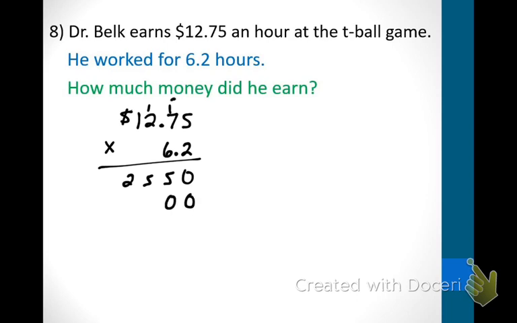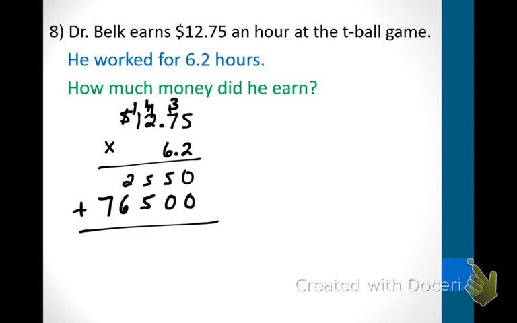0 on bottom. Your 3 goes up on top. 7 times 6? 42. Plus 3. 45. 5 on bottom. Put the 4 on top. 2 times 6? 12. Plus 4. 16. 1 times 6? 6. Plus 1. 7. Okay, so now we're going to add them together.